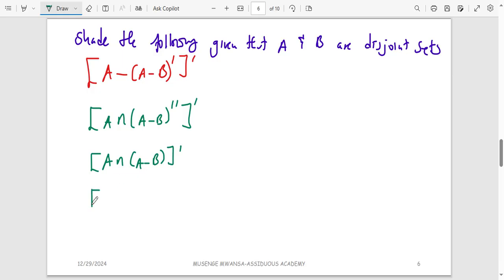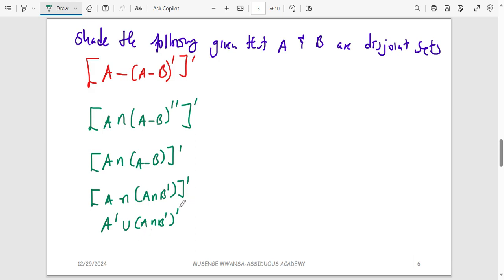Now A minus B, further we can simplify it and it will give us A intersection B complement. Then I've got another complement there. Now I'm going to distribute this complement to the inside. So the first term, which is A, will carry the complement. The sign here will change to union. The A intersection B complement will also carry a complement.